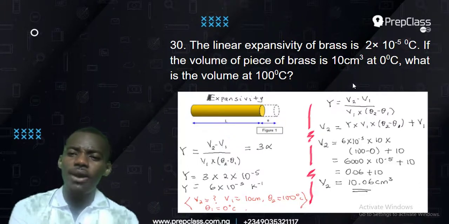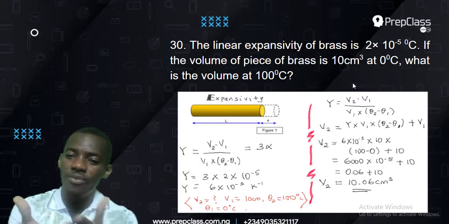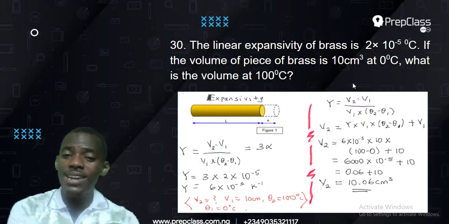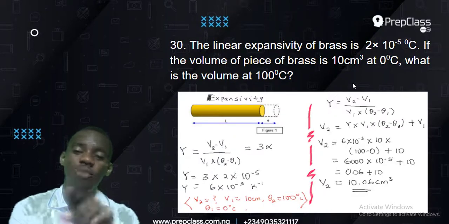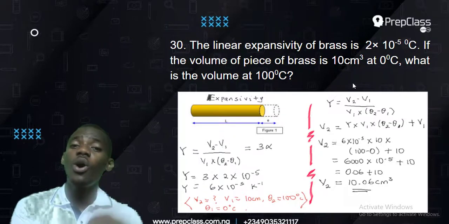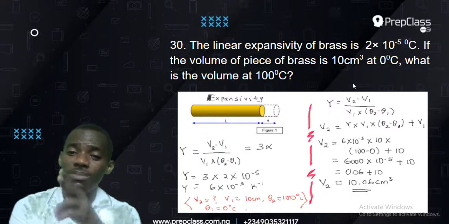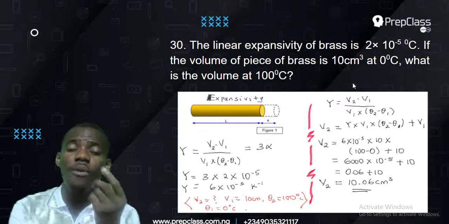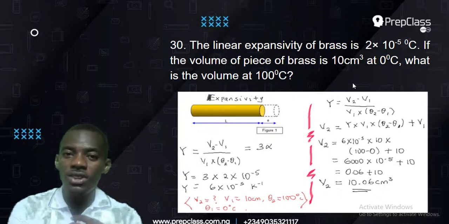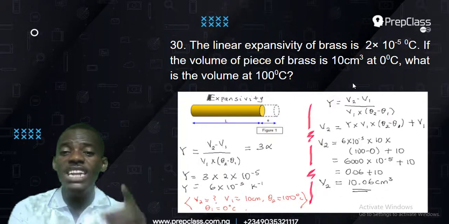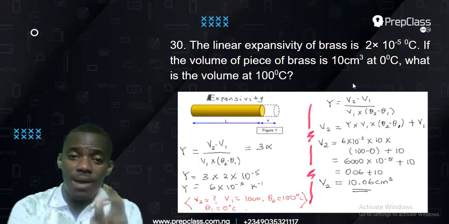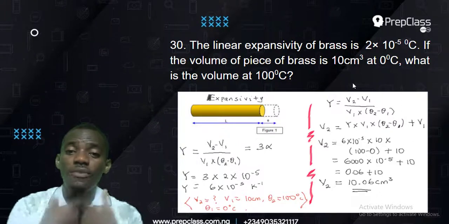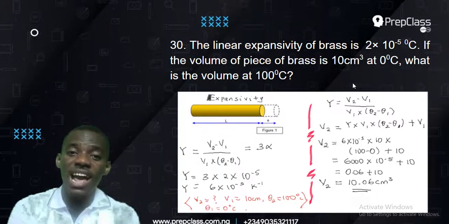Now, have you ever thought about why they are giving me the linear expansivity parameter when they are asking a question on volume expansivity? Look at the question. It says linear expansivity, but the question is not a linear expansivity question. It is a volume expansivity question because they know that you should know that linear expansivity should be multiplied by 3 to give you your volume expansivity. So JAMB knows in their mind that if they've given the linear expansivity, they want you to just multiply by 3. In their mind, they've already given you the volume expansivity.